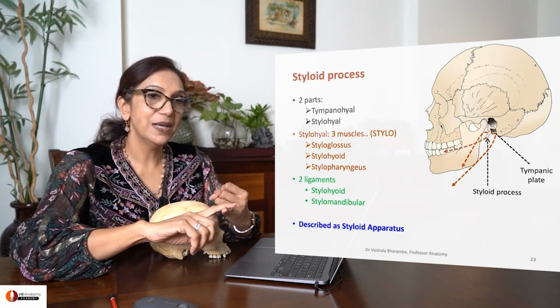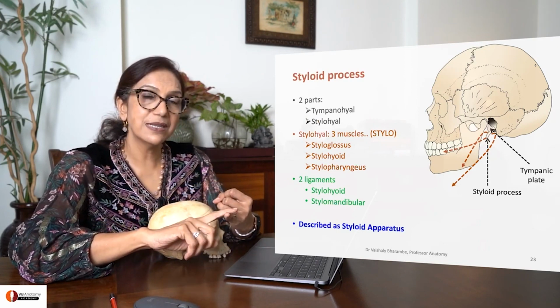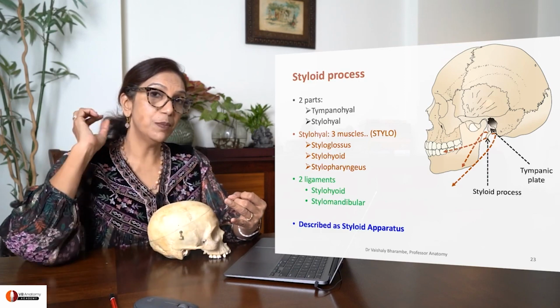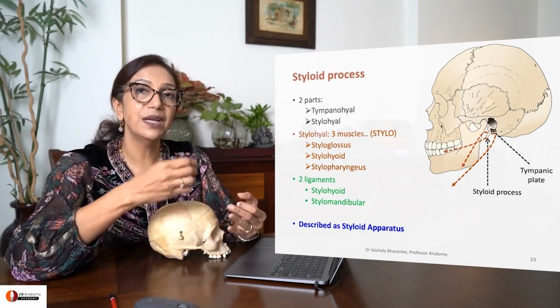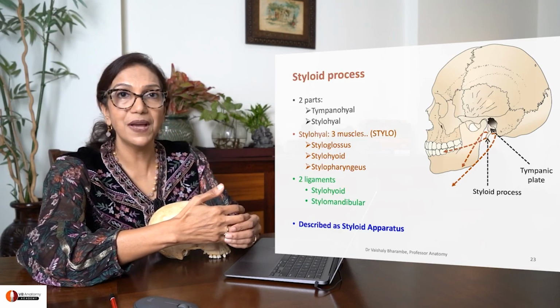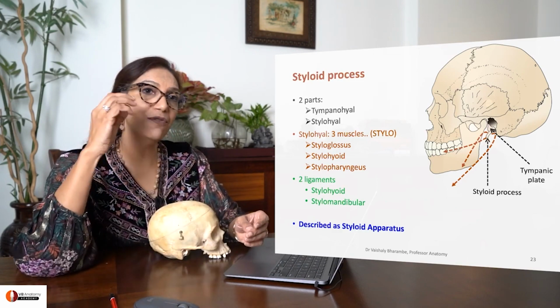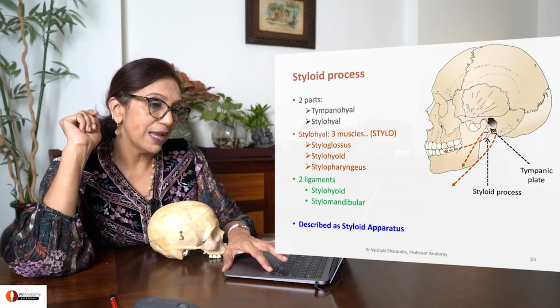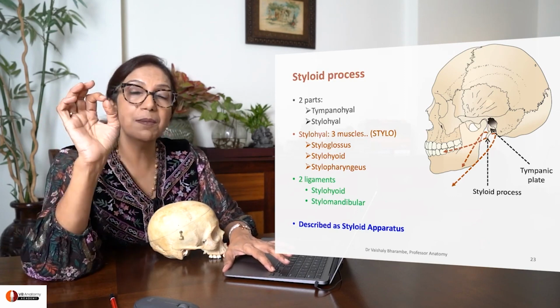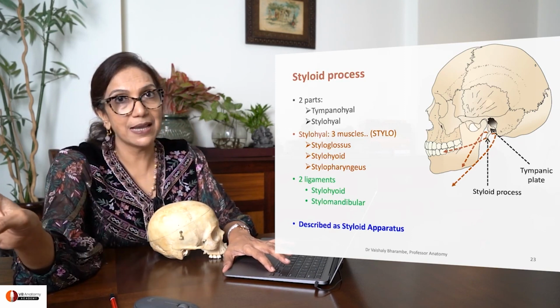Coming from the tip is the styloglossus. Coming from the upper posterior part is the stylohyoid, and from the medial side, stylopharyngeus. Similarly, from the tip, stylohyoid ligament, and from the upper lateral region, stylomandibular ligament. Please remember this, asked repeatedly in exams.